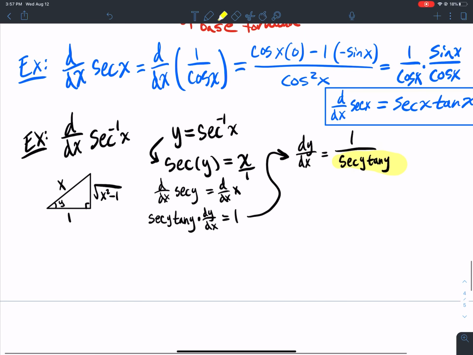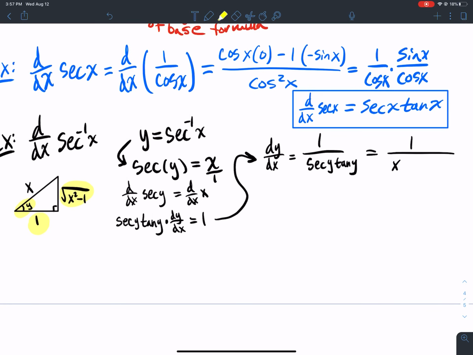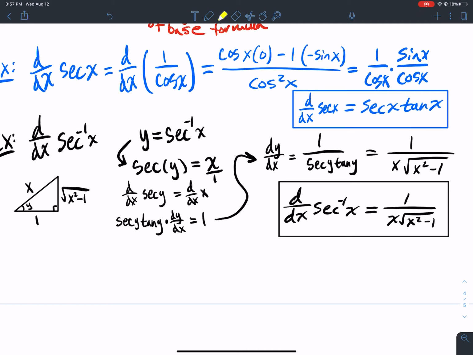But lo and behold, secant is defined to be x over 1. So that's just x. Tangent, though, is defined to be opposite over adjacent, so that's the square root of x squared minus 1 for that second part over there. So the derivative here is right there. Derivative of inverse secant is 1 over, it should be the absolute value of x, times the square root of x squared minus 1.